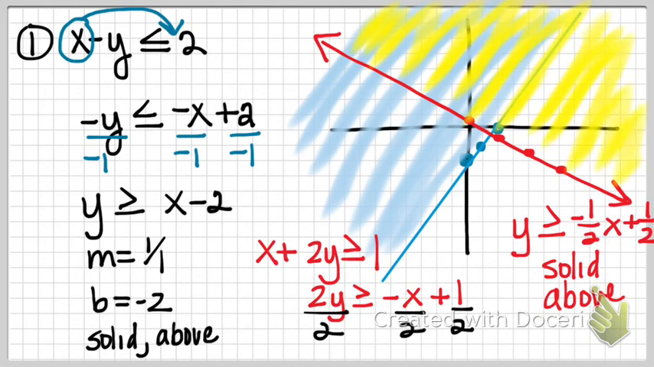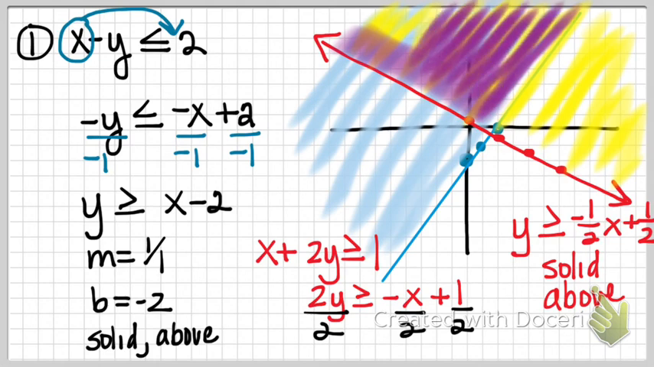So the solution for mine is the area that is yellow and blue. So really, just make sure you go back over that area and make that area darker than the rest. You don't have to necessarily erase the other part, but this area of the graph should be the darkest.